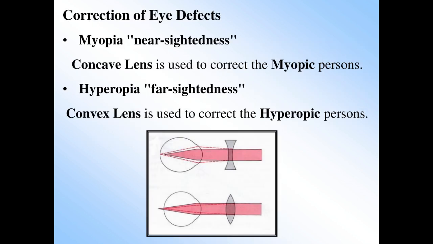Correction of eye defects. Myopia, nearsightedness. A concave lens is used to correct myopic persons. Hyperopia, farsightedness. A convex lens is used to correct hyperopic persons, as shown in this photo.